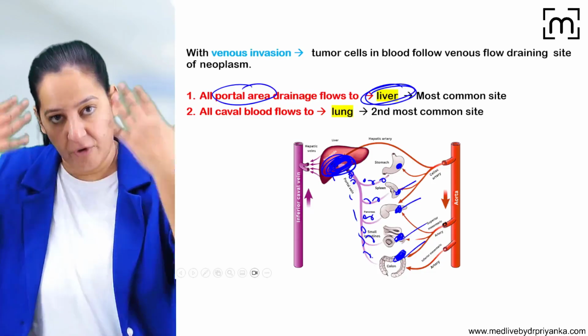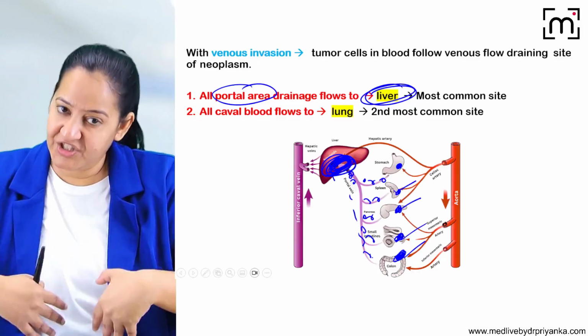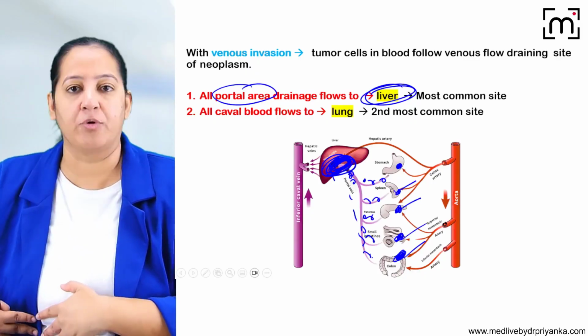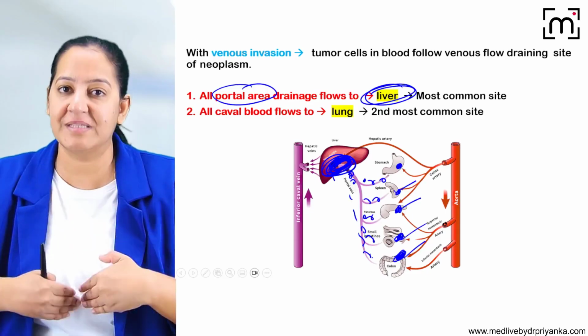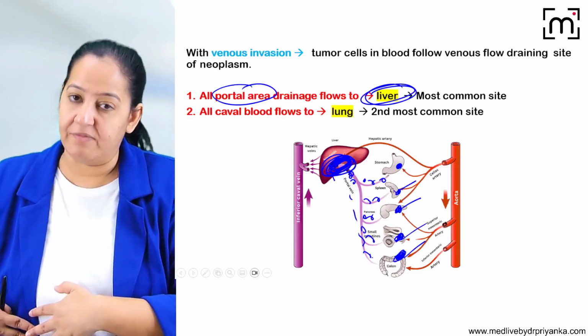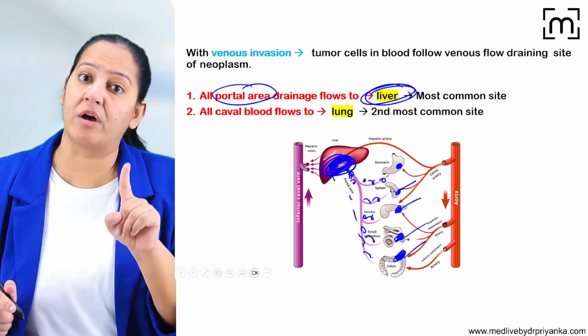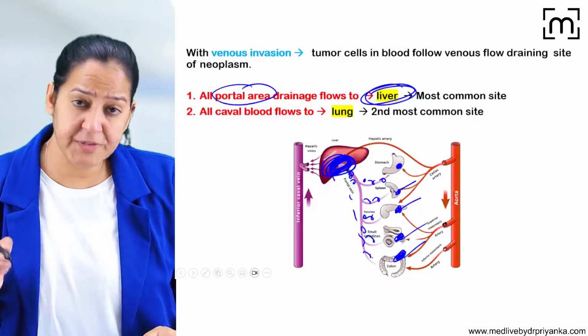Because liver is getting venous blood from the entire GIT. So entire GIT organs drain in the liver via portal vein. So if there is a malignancy in any of the GIT organs, maybe in the esophagus, maybe stomach, maybe intestine, pancreas, spleen, it will spread via portal vein to the liver. So liver is the most common and the first organ which is involved in GIT malignancy. So it is for the GIT organs.